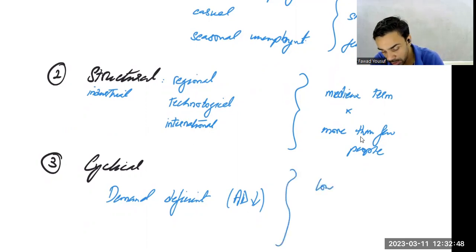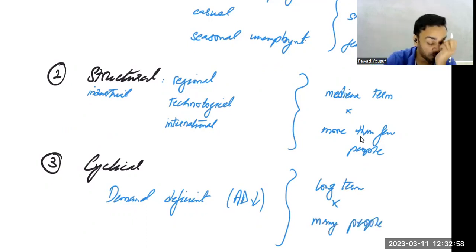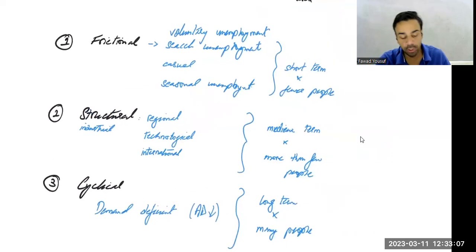And this one is long term with many people getting affected. This is something the government needs to fix. If they don't, it can be a very problematic situation for them. Okay, so these are your types, and the discussion is on which one is more serious. Your evaluation is going to be on the basis of the time duration and the number of affectees.